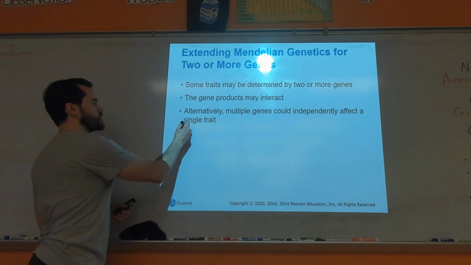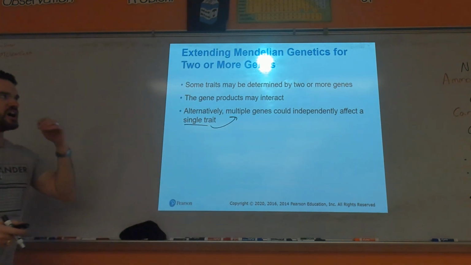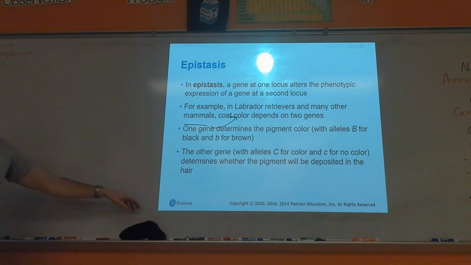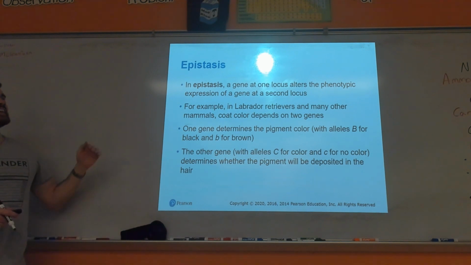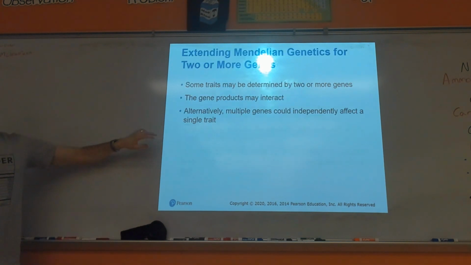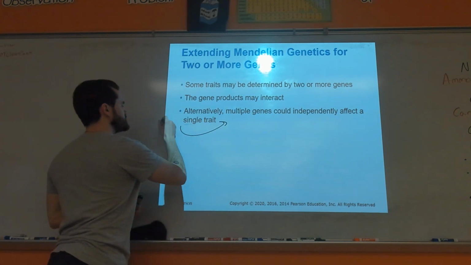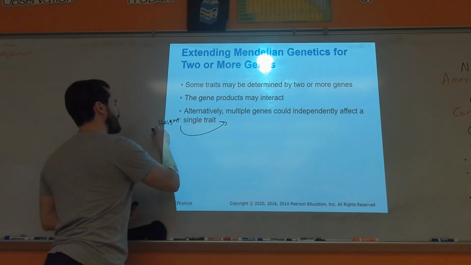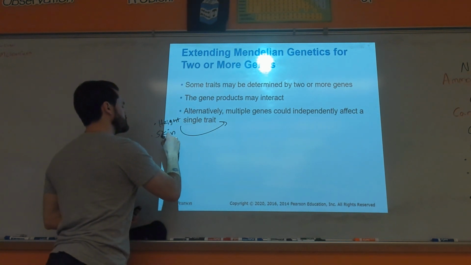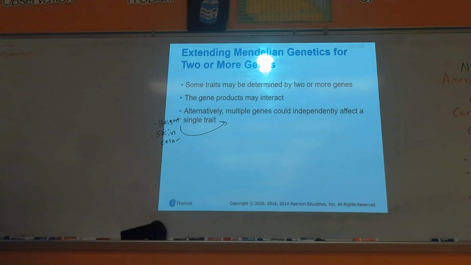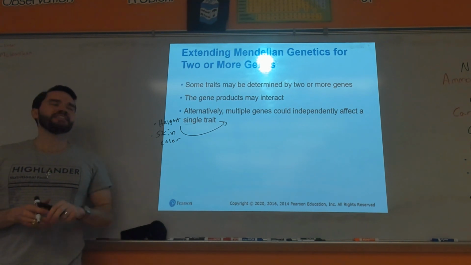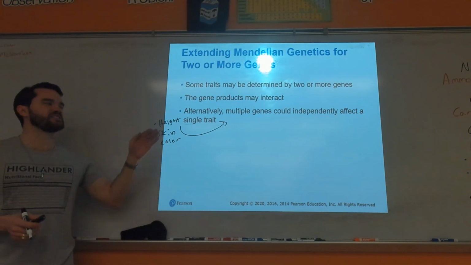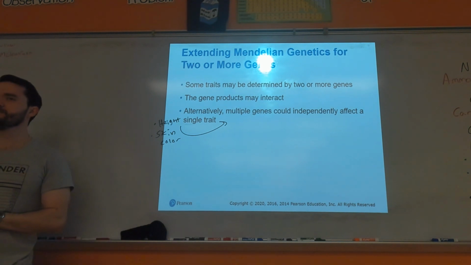Or you could have a single trait that's impacted by multiple genes. And I'll show you an example of that on the next slide here. So epistasis is saying a gene at one locus alters, or let me go back to this, because I don't know if there's a separate slide on this. Height would be a good example of this. Height, skin color. Those are examples of multiple genes affecting those. If you see an in-between phenotype, that's a good idea that multiple genes are impacting them.